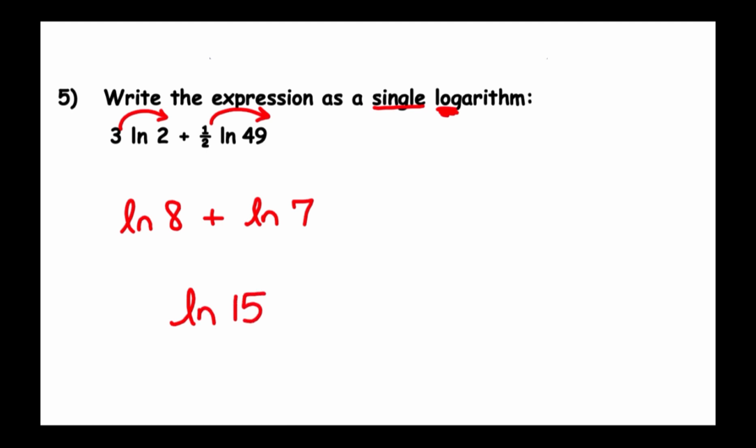I'm just kidding. Don't do that. 3, 2, 1. It's the product rule, my friends. It's the natural log of 56.